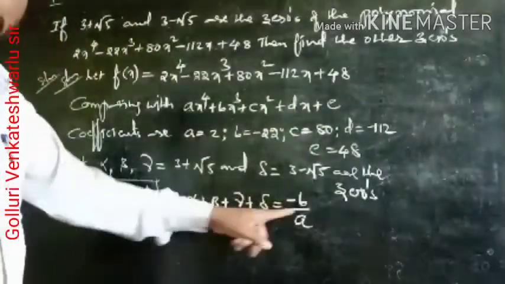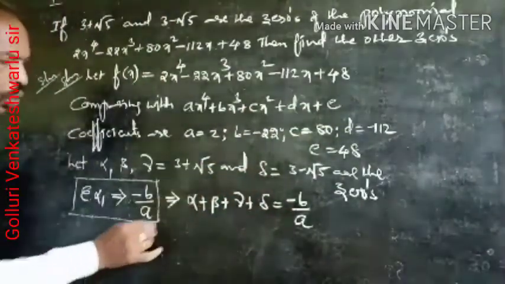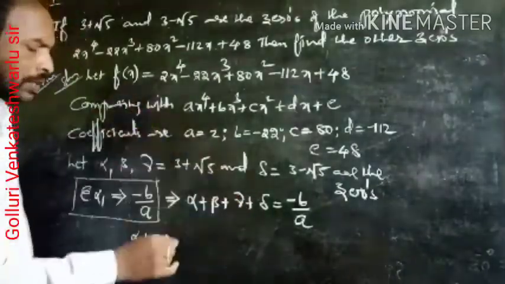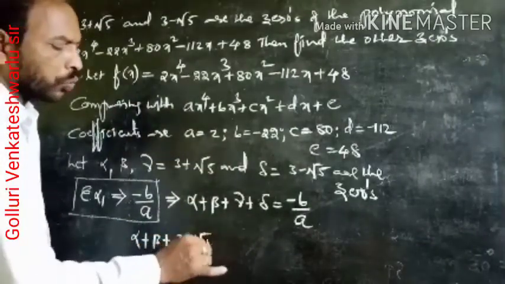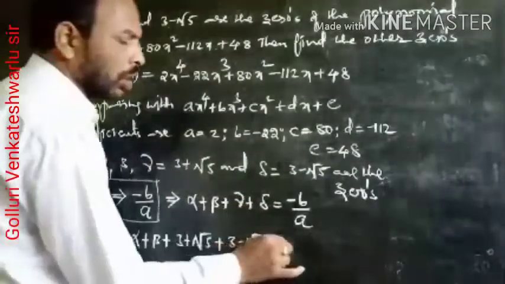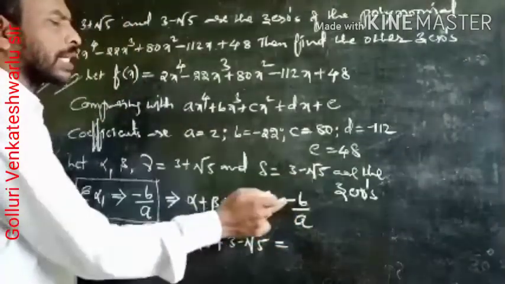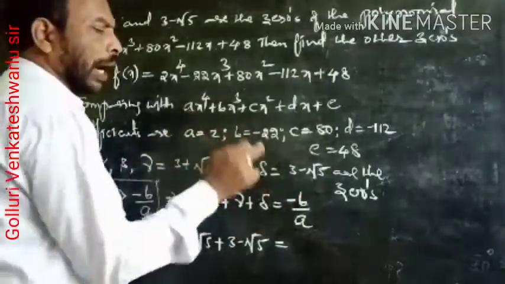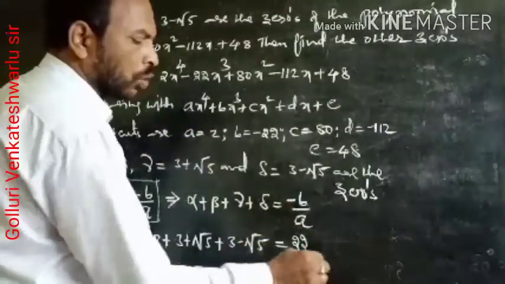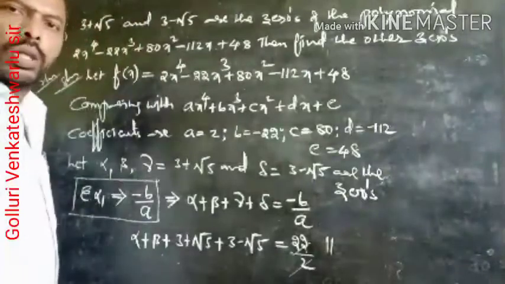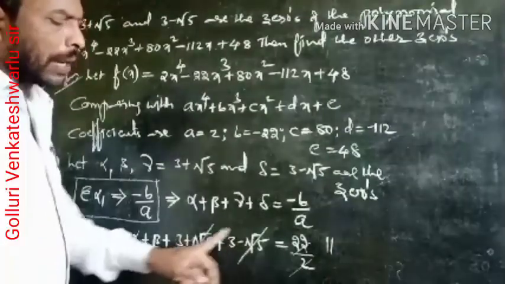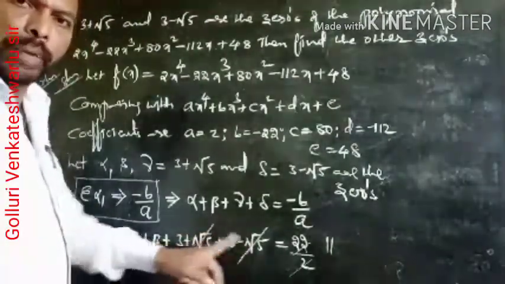Now I am substituting the values. Alpha plus beta plus gamma value 3 plus root 5 plus delta value 3 minus root 5, which is equal to minus b, so we change the symbol of b. B value is minus 22, minus into minus becomes plus 22, divided by a value 2, which is 11. Here plus root 5 and minus root 5 are additive inverses of each other, so the sum of these two terms is equal to 0.